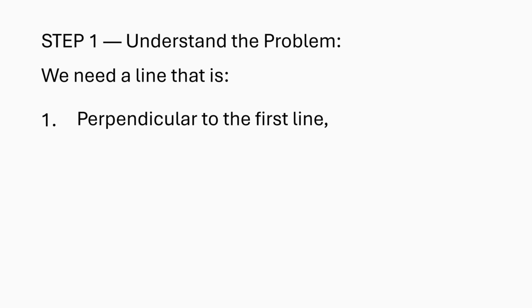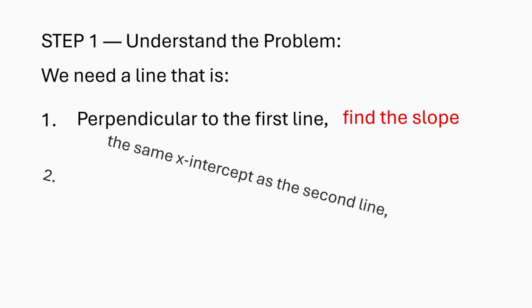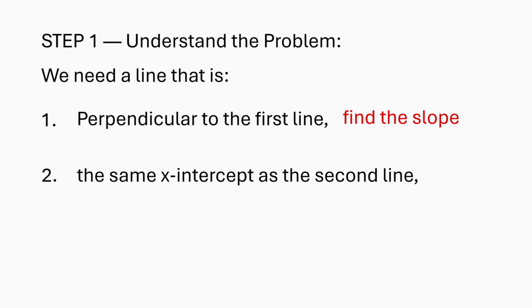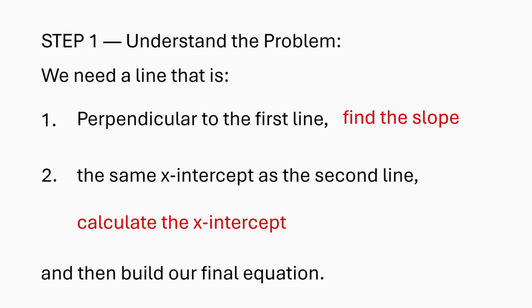Step 1. Understand the problem. We need a line that is perpendicular to the first line, which means we will find the slope from that line, sharing the same x-intercept as the second line, which means we will calculate the x-intercept from that second line, and then build our final equation.